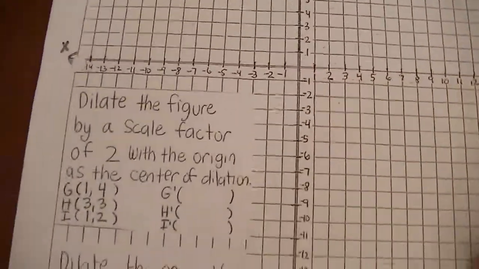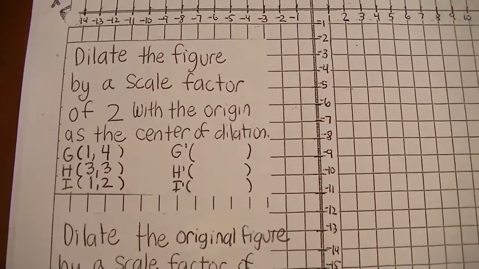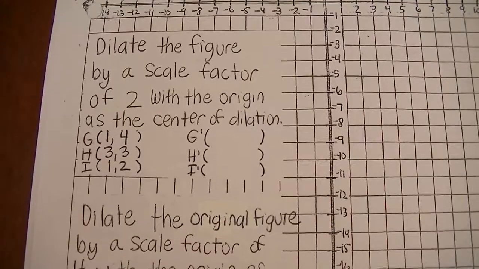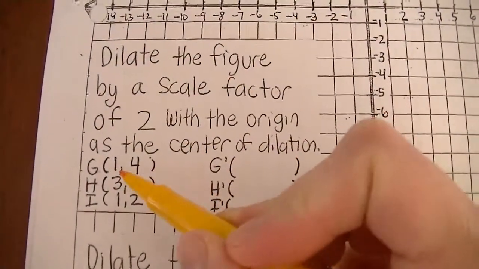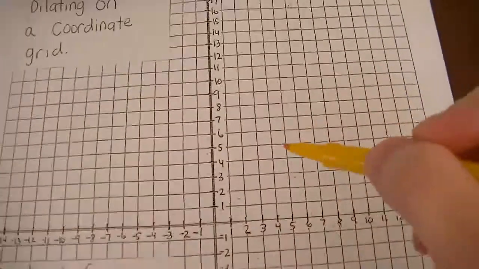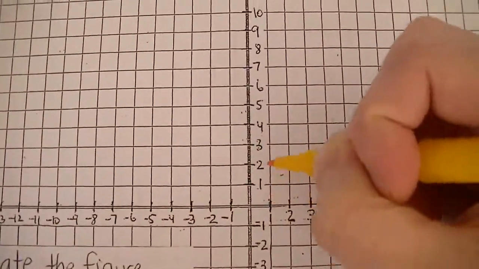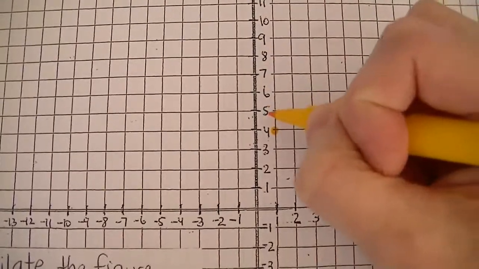So anyway, here is what we're supposed to be doing. We have to dilate the figure by a scale factor of 2 with the origin as the center of dilation. So I see the points right here, 1, 4 is G, so I don't see it plotted yet, so we're going to have to do that. So X first, 1, and then 4. That right there is G.